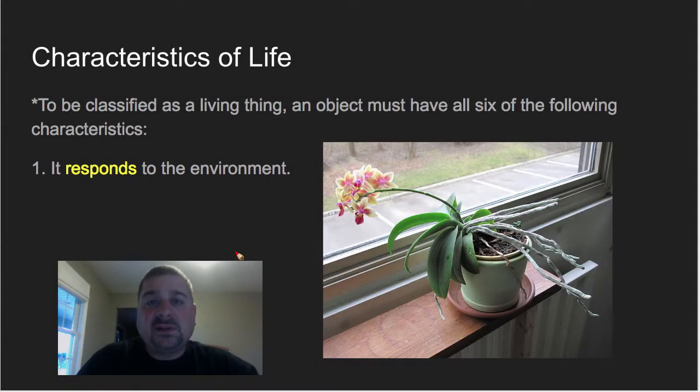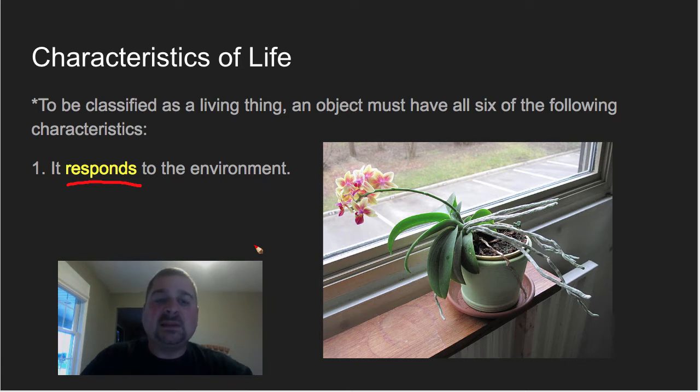The first characteristic you can tell if something is alive or not is that it responds to the environment. Now, this is an obvious one with animals. If I yell "bear," you would jump up and run away or freak out. Or in the classroom, if I yell "fire," everyone would jump up and run to the exit. You're responding to a stimulus.